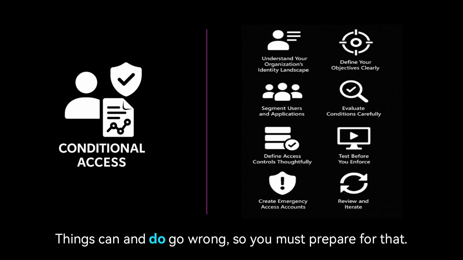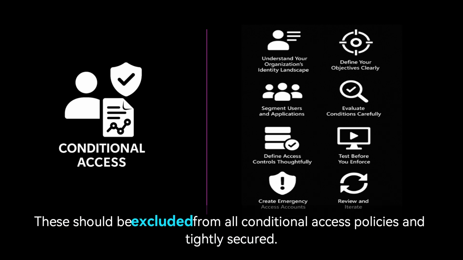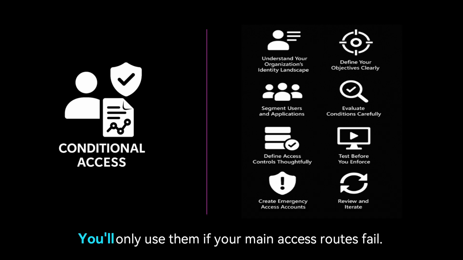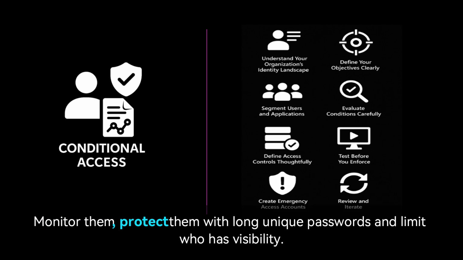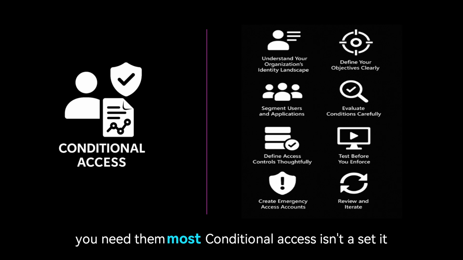Things can and do go wrong, so you must prepare for that. Always create emergency access, break glass accounts. These should be excluded from all conditional access policies and tightly secured. You'll only use them if your main access routes fail. Monitor them. Protect them with long, unique passwords, and limit who has visibility. These accounts are your insurance policy, and you'll be grateful they exist when you need them most.